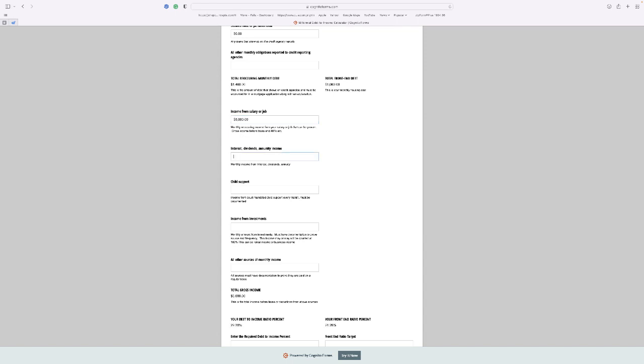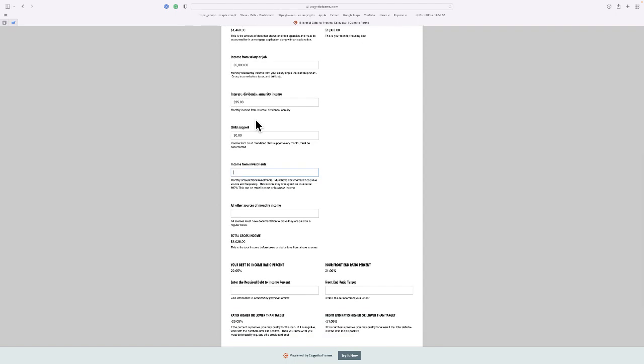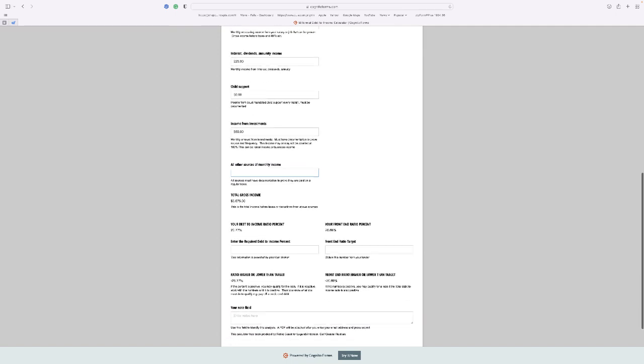We're going to come down to interest, dividends, annuity income. Let's just say that you earn about $25 a year in some minor amount of interest, dividend income, and 0 for child support unless you have child support. That's income, by the way. Income from investments: you could have some stocks, bonds, or mutual funds that will pay you a monthly or quarterly amount. If it's a quarterly amount, you divide it by 3, obviously, then you put in the monthly amount. So we're going to put in that you have $50 from income in investments.